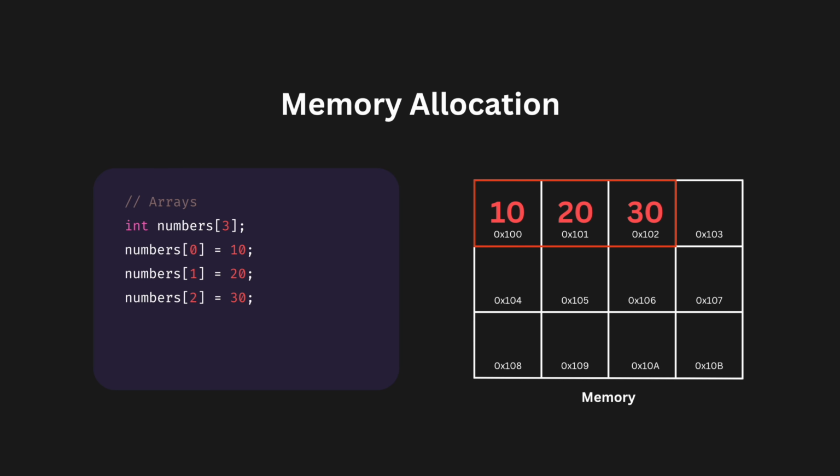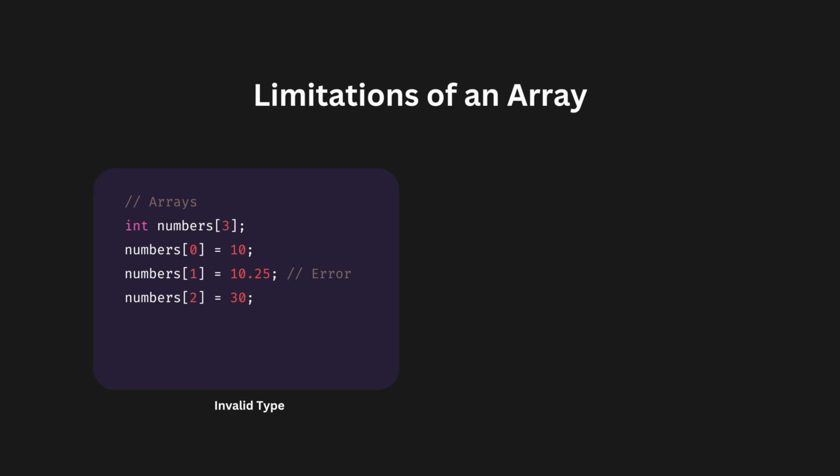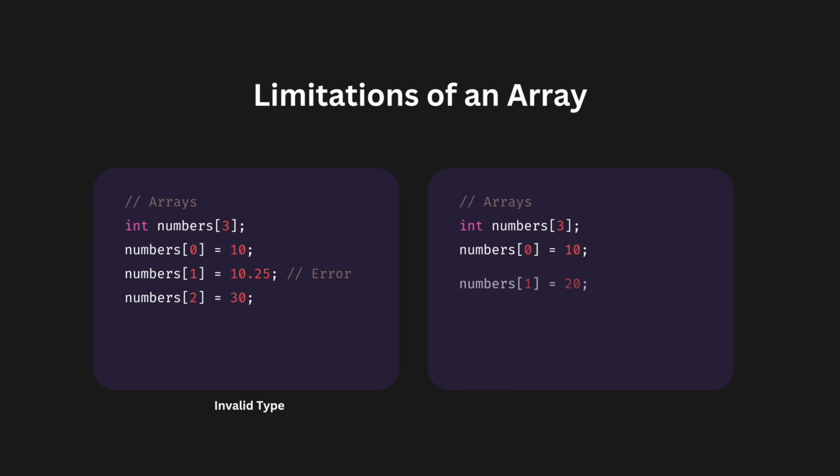Now that we have discussed arrays thoroughly, it is time to discuss their limitations. For starters, we can only store homogeneous elements, which means elements of the same type and size. If we try to store a float value, which is a value with a decimal point, it will result in an error. Once we set the length of an array, we cannot change its size later on, in the code or at runtime. This is one of the biggest limitations of an array.